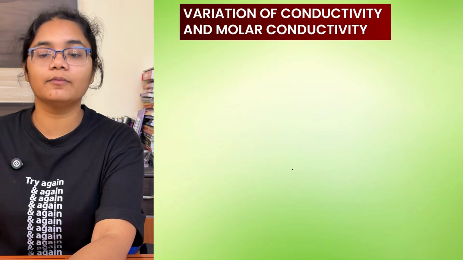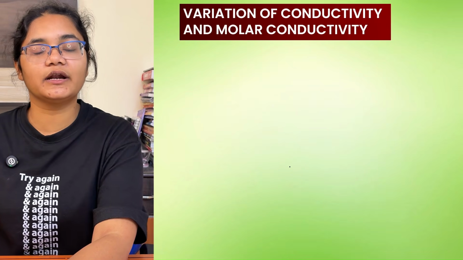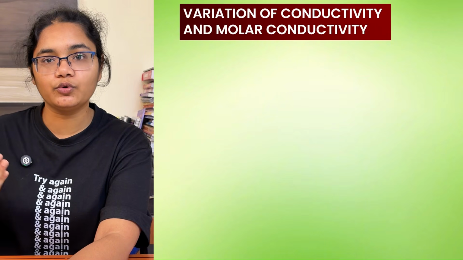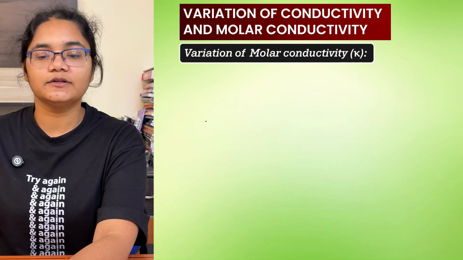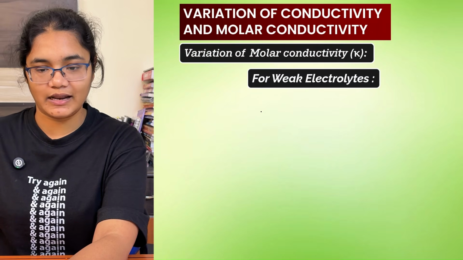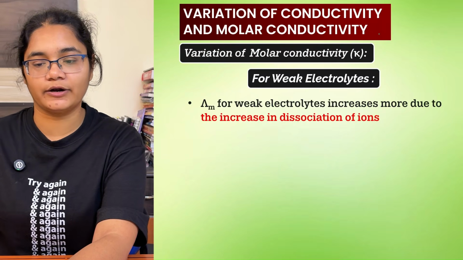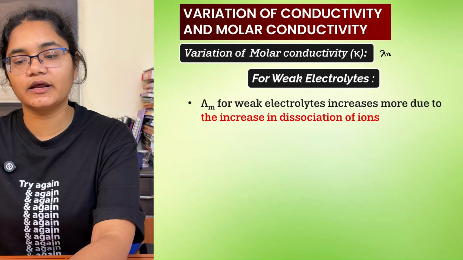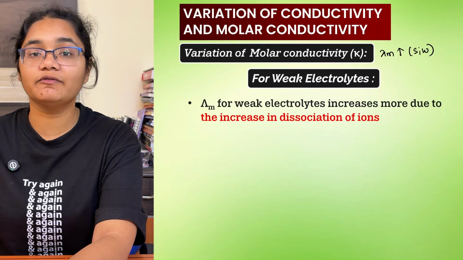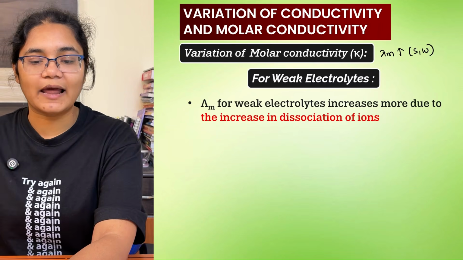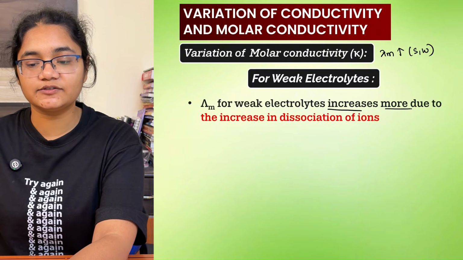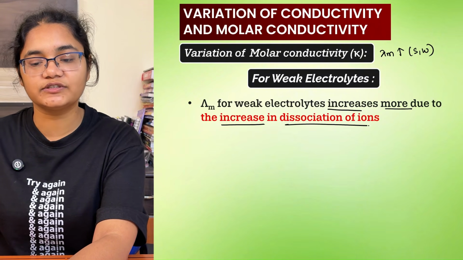Now let's talk about molar conductivity. What is molar conductivity? It is the conductivity due to the ions present from 1 mole of an electrolyte. You can see here what happens for weak electrolytes and for strong electrolytes. First of all, molar conductivity increases both for strong and weak electrolytes, but we will observe the difference and the rate of increase. Lambda m for weak electrolytes increases more due to the increase in the dissociation of the ions.